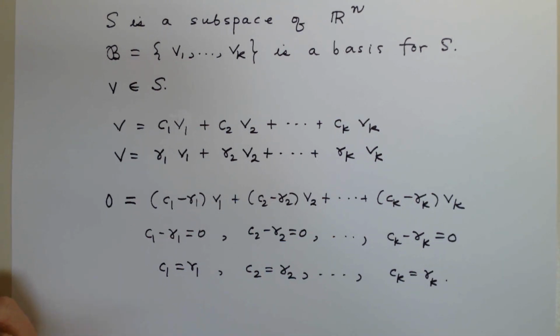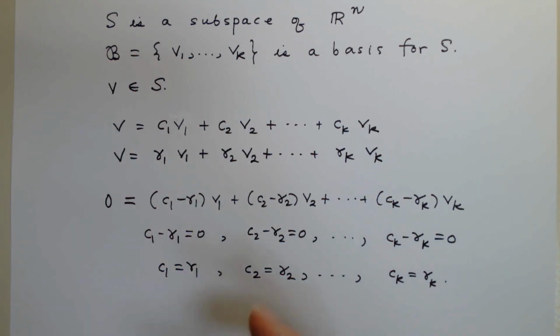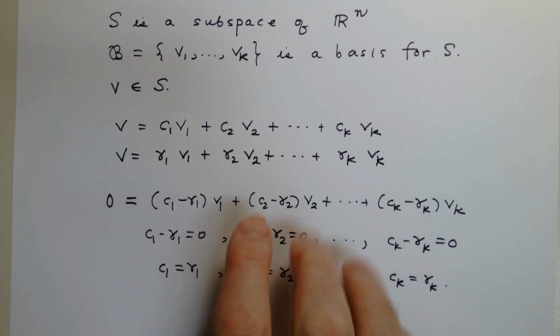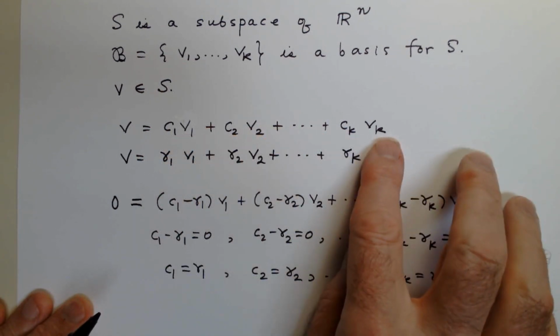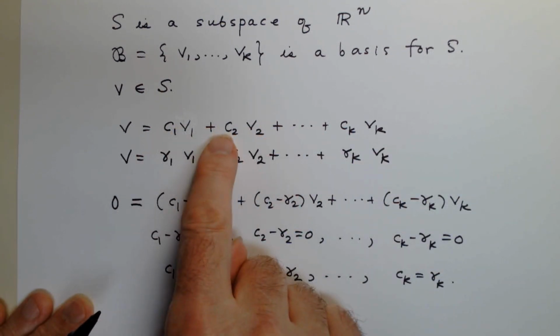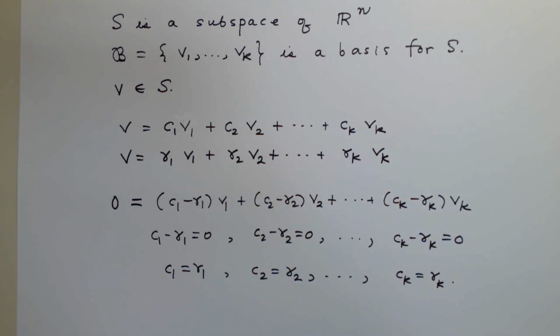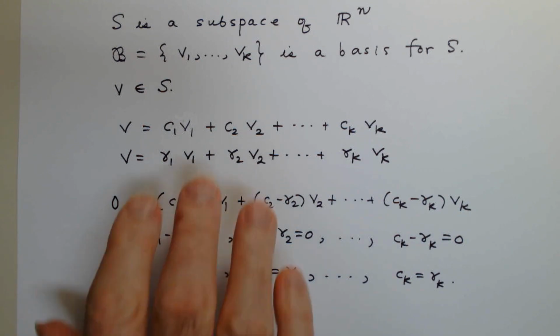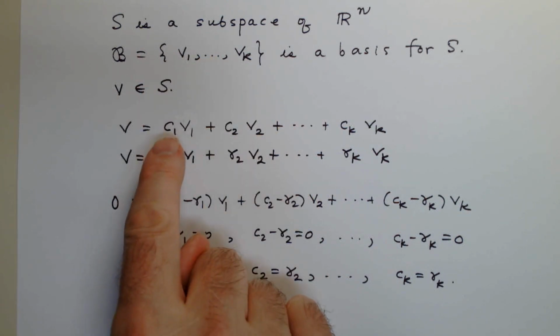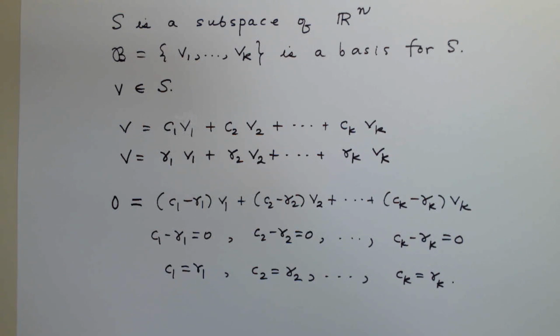And that proves that whenever I have a representation of the vector v in terms of the basis v1 through vk, the choice of these scalars c1 through ck is unique, that there is only one way to write the vector v in terms of the basis vectors v1 through vk, and that's through a particular choice of scalars c1 through ck. All right, that's the content of theorem 3.29, and I hope you enjoyed that proof.